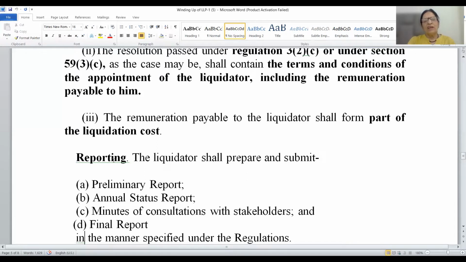A liquidator is required to convene meetings with the stakeholders, with the partners, designated partners, with the creditors. Then the minutes of the meetings are to be recorded, and they are to be presented wherever it is required. Then last of all, the final report has to be prepared by the liquidator.